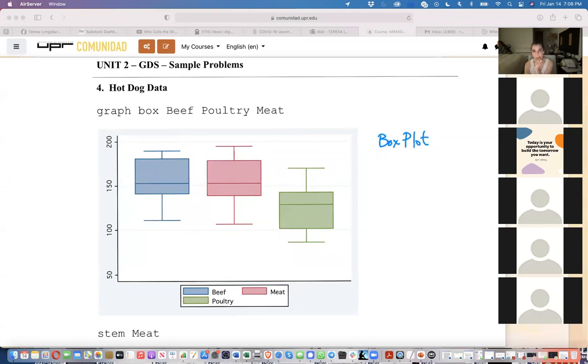So the box plot is a graph that's actually made up of statistics. So we actually need the statistics to draw the box plot. So we're going to get back to that. Box plots are used for two things.